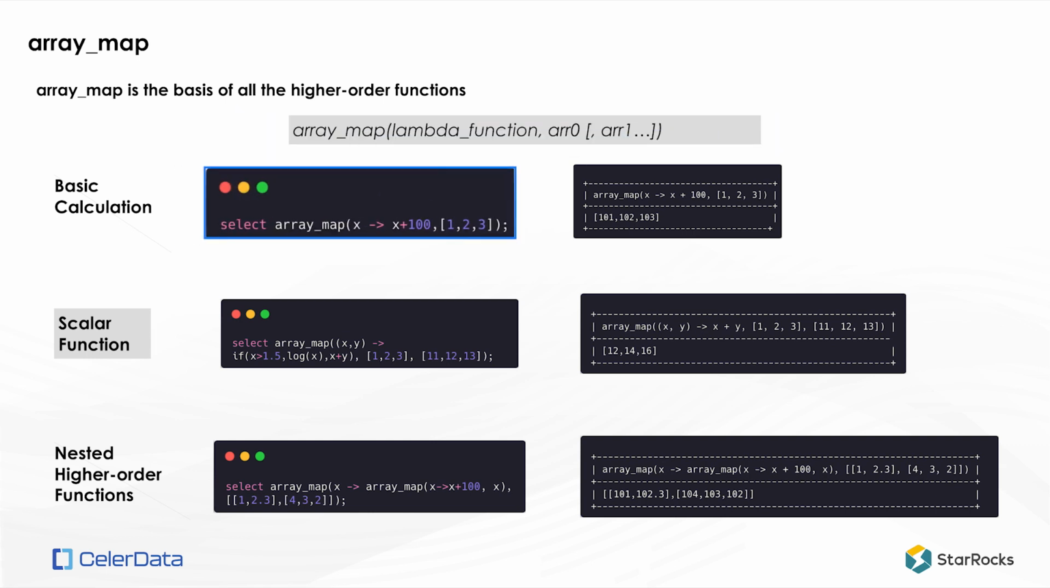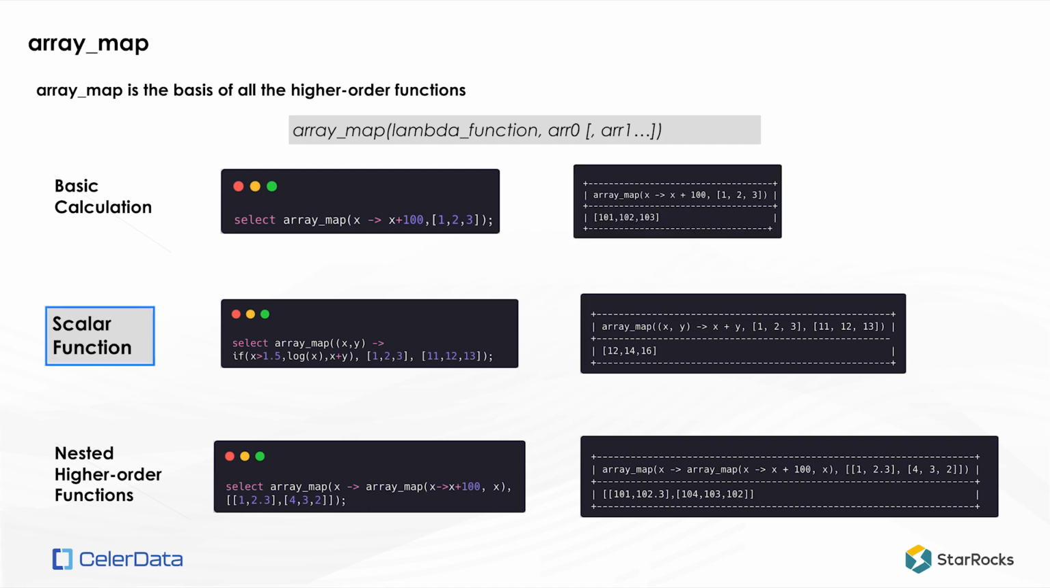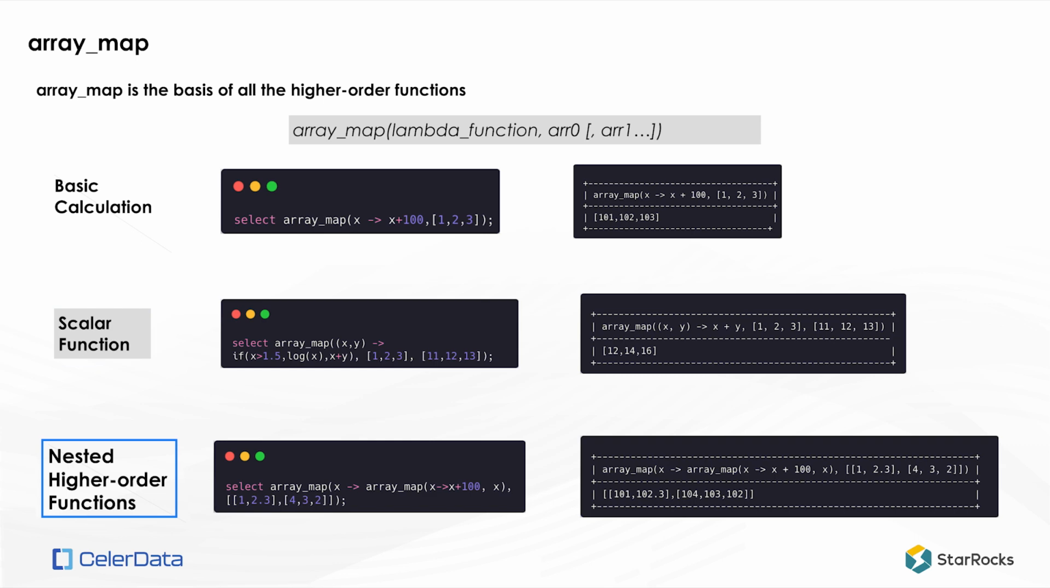Here's an example. Using array_map, all elements in the array, in this case 1, 2, and 3, will have 100 added to them, returning an array with values 101, 102, and 103. At the same time, multiple arrays can participate in the calculation, scalar functions are supported, and higher order functions can be nested.